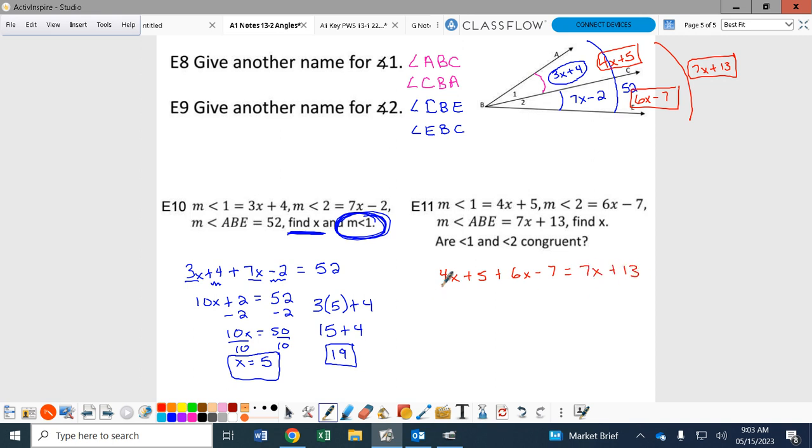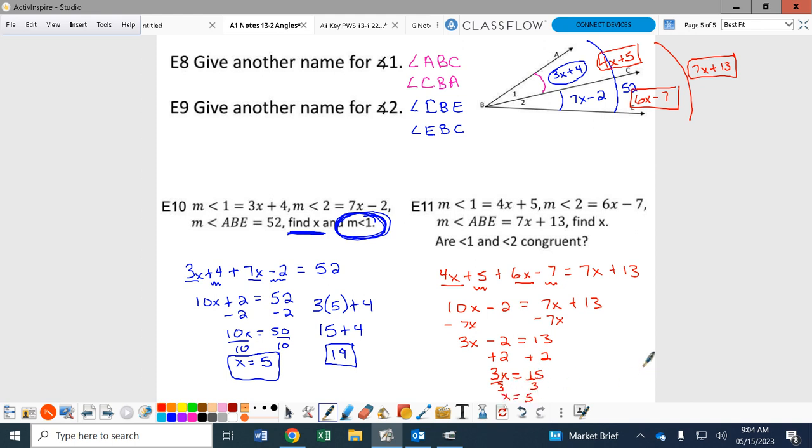You're going to combine like terms so that these two give you 10x, and then you're going to combine these two to get negative 2 equals 7x plus 13. You're going to move all of your stuff to one side. To move all of your stuff to one side, you're going to take minus 7x minus 7x. It's going to make it 3x minus 2 equals 13. You're going to add 2 to both sides. It's going to be 3x equals 15. And when you divide both sides by 3, you get x equals 5.